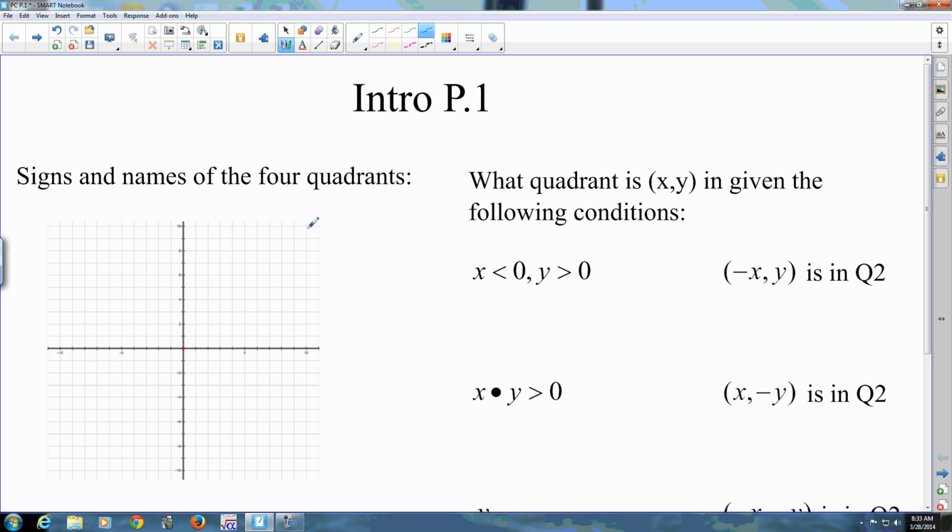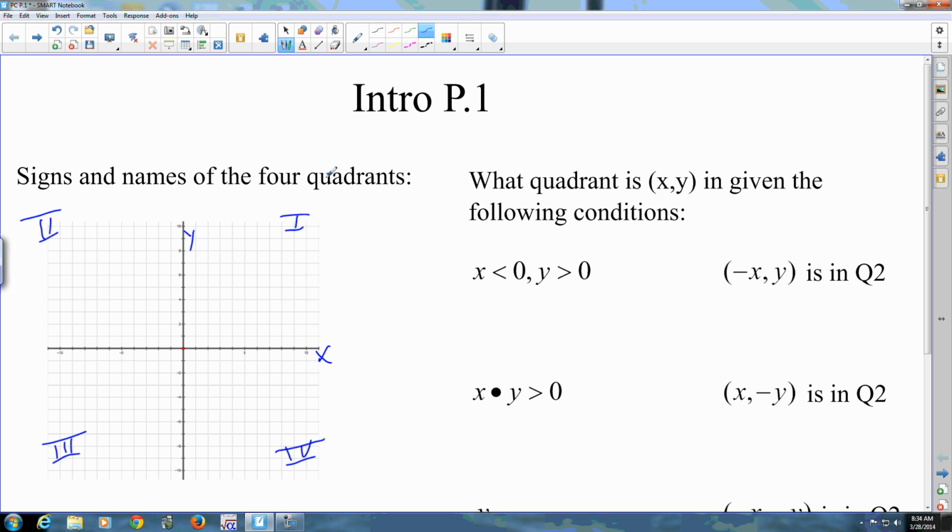One of the first things I want to start out with is making sure that you guys remember the stuff about the coordinate axes that you need to. So obviously it's the XY axis. This is quadrant 1, this is quadrant 2, quadrant 3, and quadrant 4.